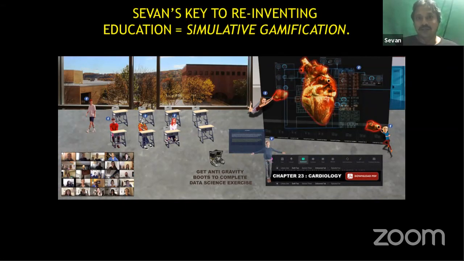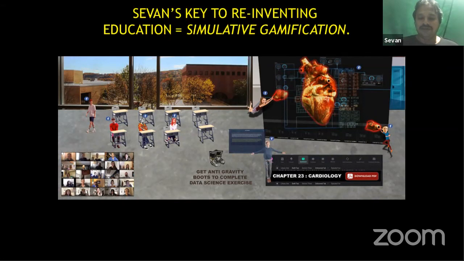Now, am I saying that that's the only solution? No. There are probably a lot of people working on different kinds of things. Am I saying it's a very good solution? Absolutely. Why is simulative gamification a very good solution for helping students and corporates, especially students, deal with virtualization challenges when it comes to online learning?